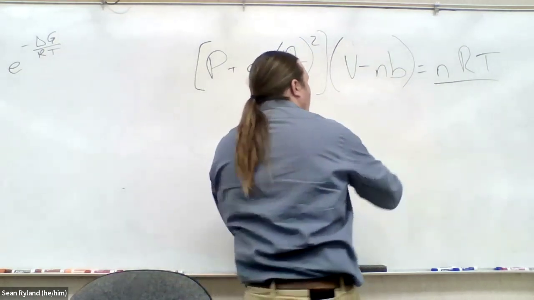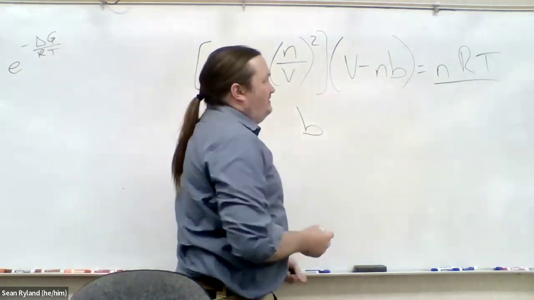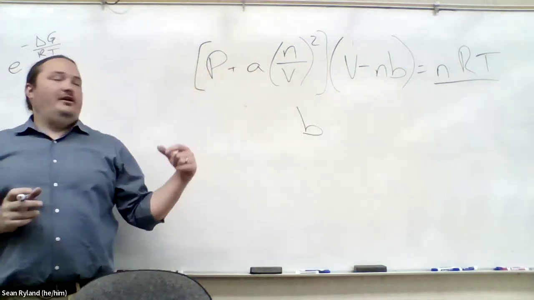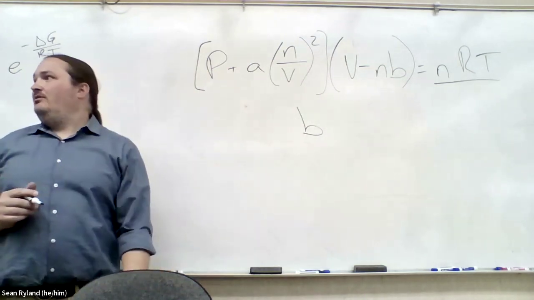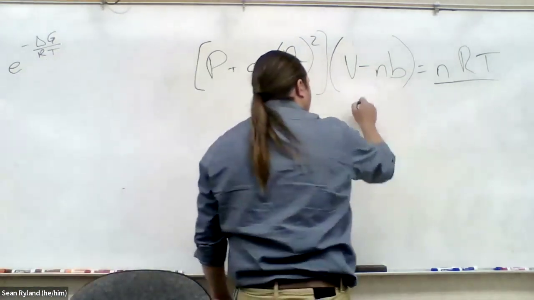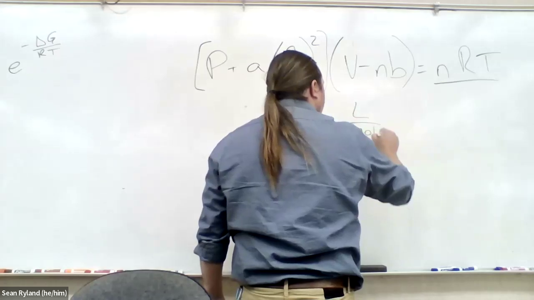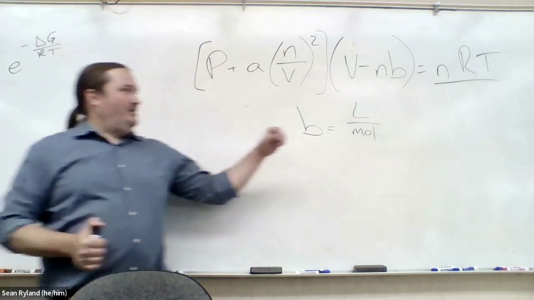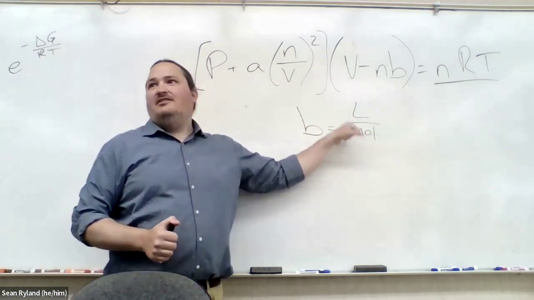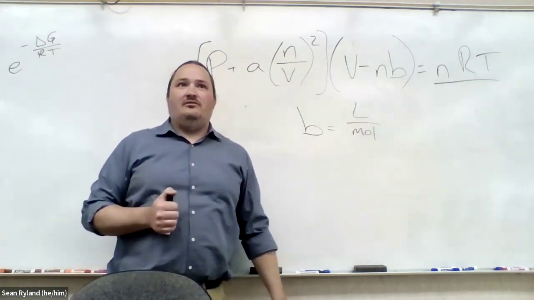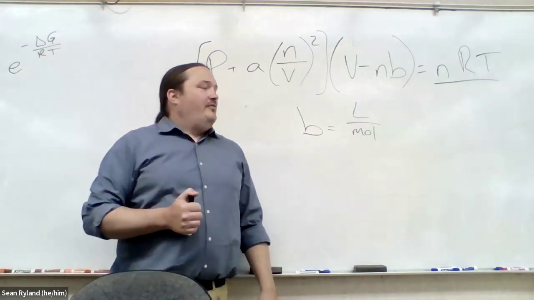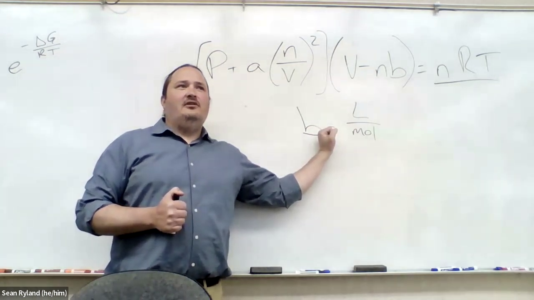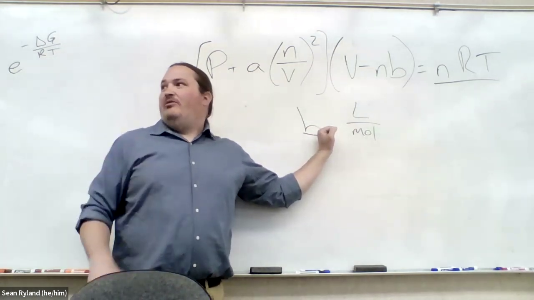So this B term is basically how much space 1 mole takes up. So it's going to be in weird units. It's going to be in liters over moles. But it kind of makes sense when you think about it that way, because it's saying, okay, for every mole of gas, it takes up this many liters. Right? So is that going to be universal for all gases? No, it's going to be different depending on what the gas is, right?